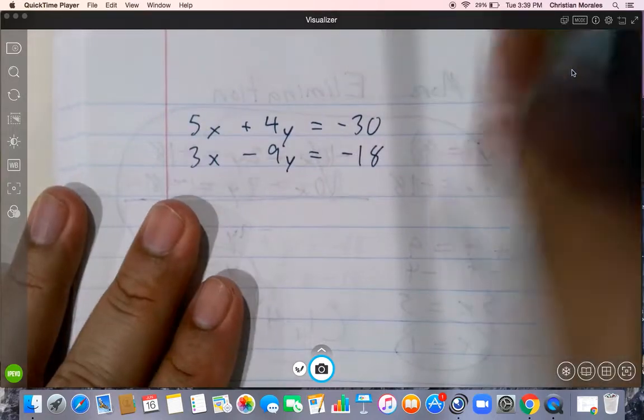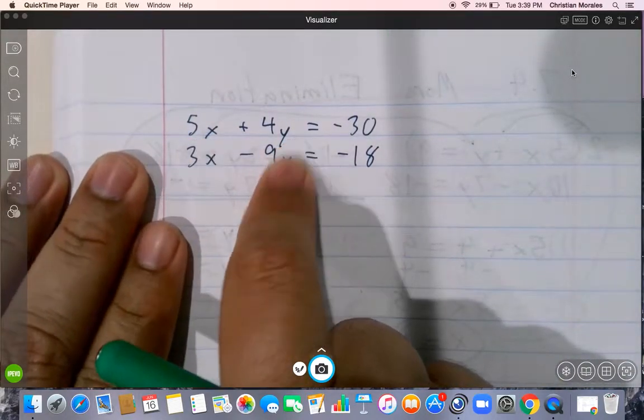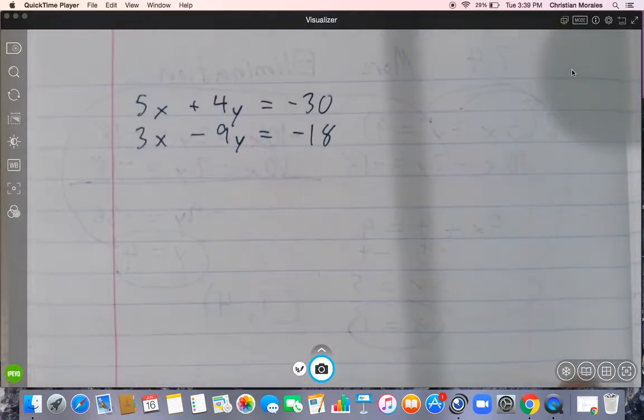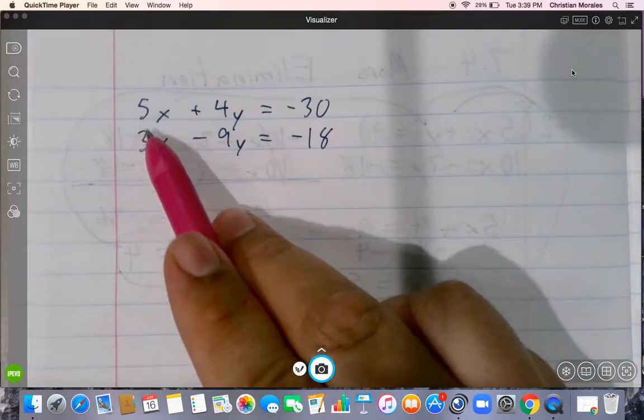Now, sometimes it's not that obvious. Like I can't turn 3 into 5 and I can't turn 4 into 9. When this happens, you have to change both of them. There's no way around it. So you choose. You want to change these to cancel out?